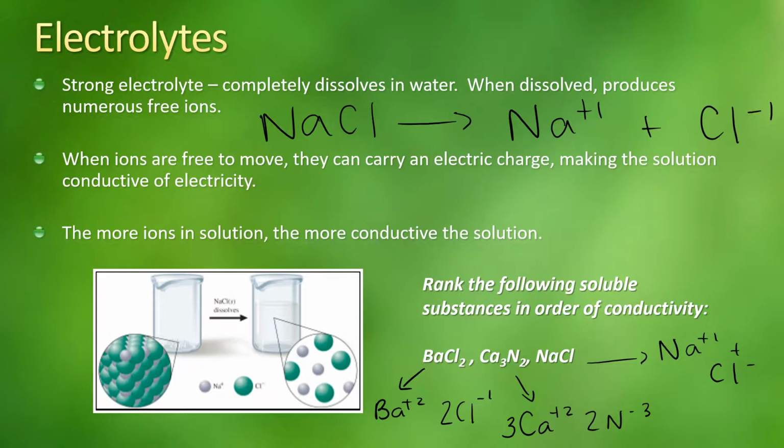In terms of which of these would be the most conductive, it's going to be our calcium nitride. Because it has 5 total ions in solution, it has more opportunity for the movement of electrons, and we will therefore see a greater conductivity. Our barium chloride here would be our second most conductive, given that it has 3 total ions. And then lastly, sodium chloride would be the least conductive of the 3, given that it only produces 2 ions when dissolved in solution.